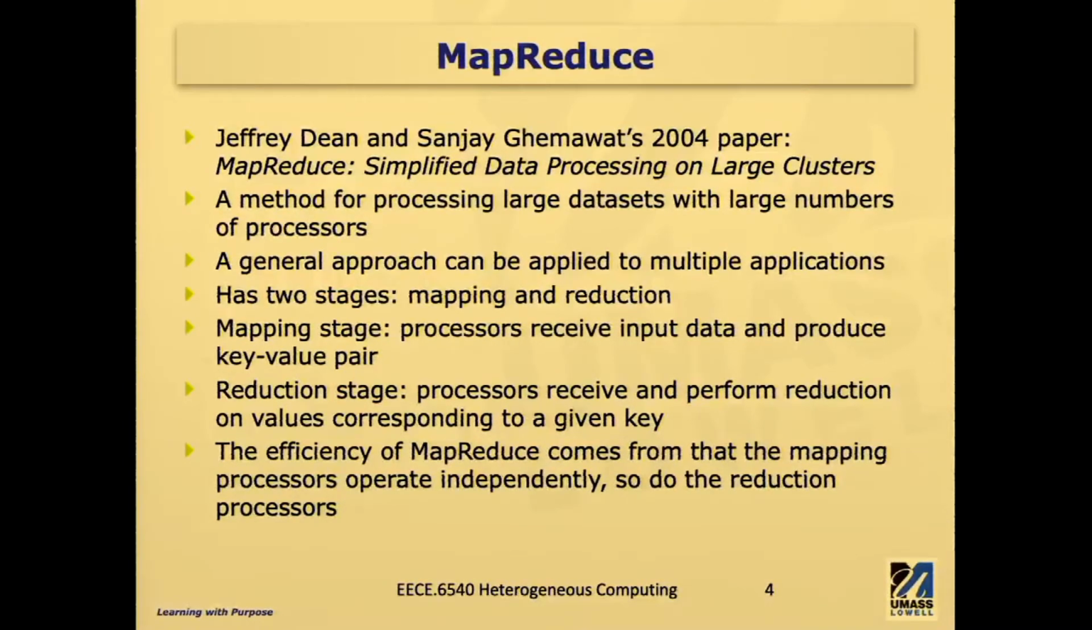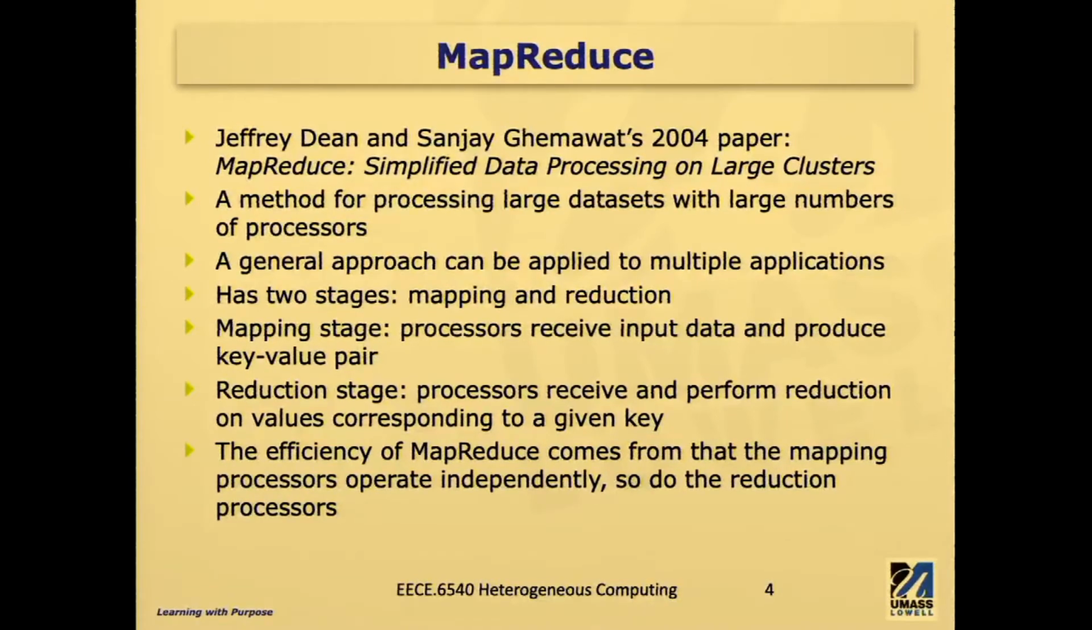The efficiency, so these are two stages, mapping stage and reduction stage. Now, why is this useful? Because it's efficient in operating the processors independently. Once you are able to partition the original problem into smaller subproblems, you can map them to a large number of processors. These processors are free to work on these subproblems and produce key value pairs from their computation.